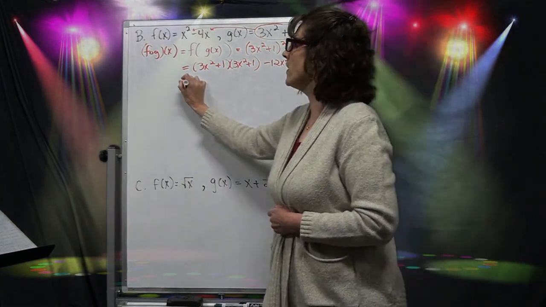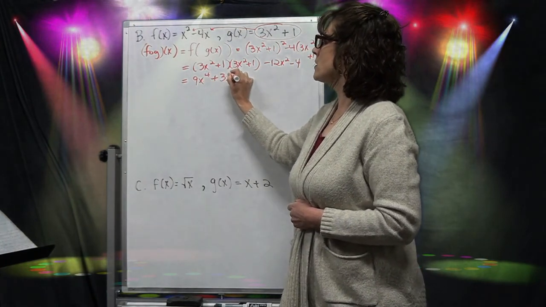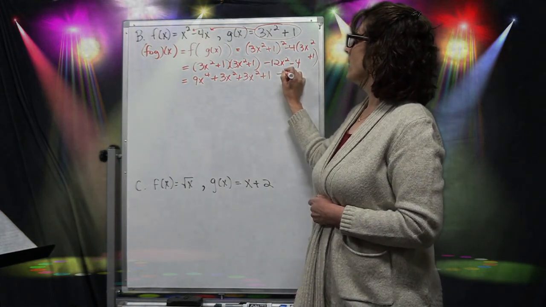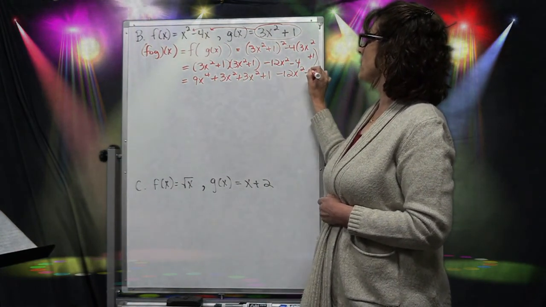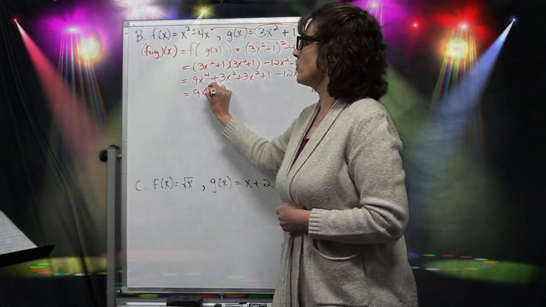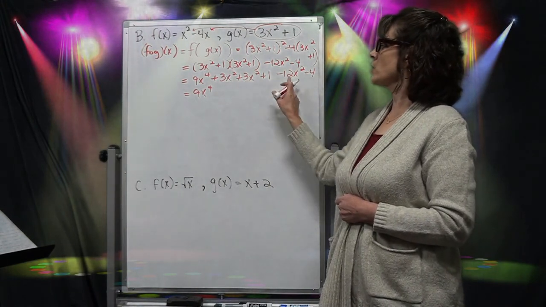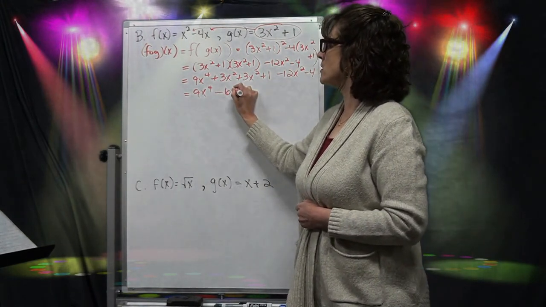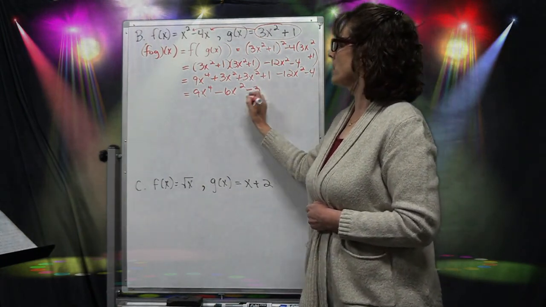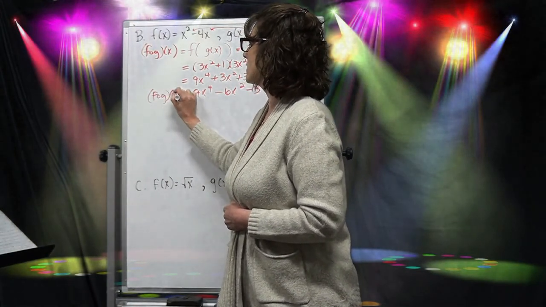I'm going to FOIL this to get a 9x to the 4th plus 3x squared plus another 3x squared plus a 1. And then I'm going to subtract my 12x squared minus my 4 and combine up all my like terms. The x to the 4th won't combine with anything. 3x squared plus 3x squared is 6x squared. 6x squared minus 12x squared is a -6x squared. And I don't have any x to the first, but 1 minus 4 is a -3. So here is my f of g of x.